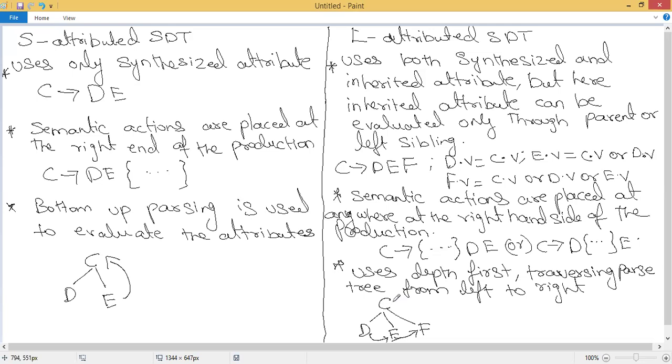So these are the main differences between S attributed SDT and L attributed SDT. I hope you have understood. Thank you.